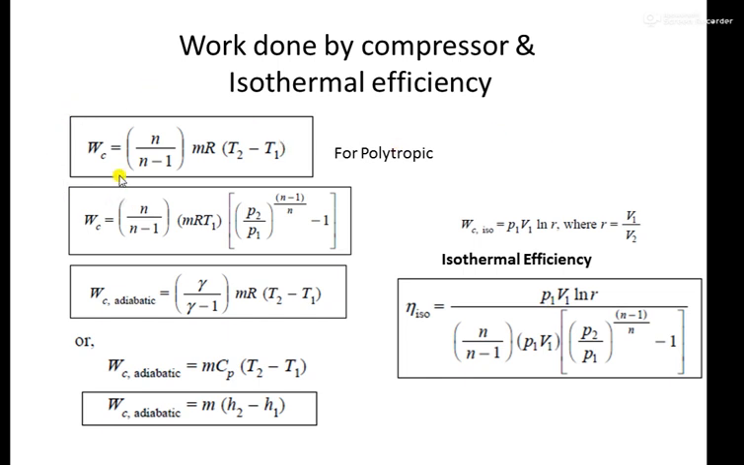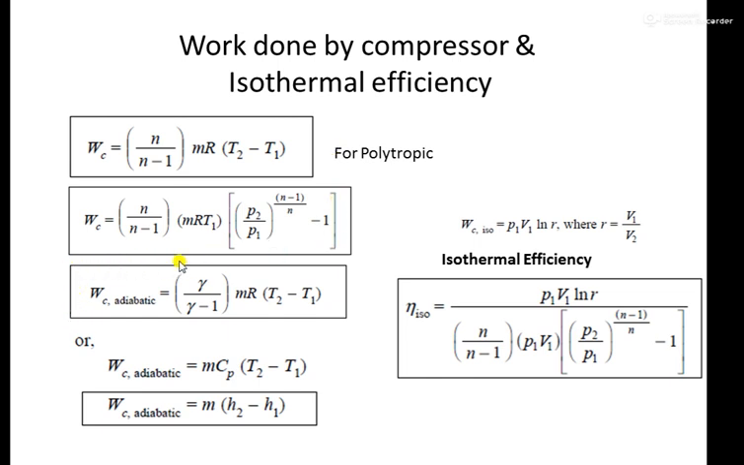So in the last lecture we had seen that the work done by a compressor, considering the process to be polytropic, these two expressions were derived last time. That is, work done for a compressor is n by n minus 1 m R (T2 minus T1) for this polytropic process, and similarly it can also be written as n by n minus 1 m R T1 [(P2 by P1)^((n minus 1) by n) minus 1]. So these two expressions were derived last time for the work done for a compressor.